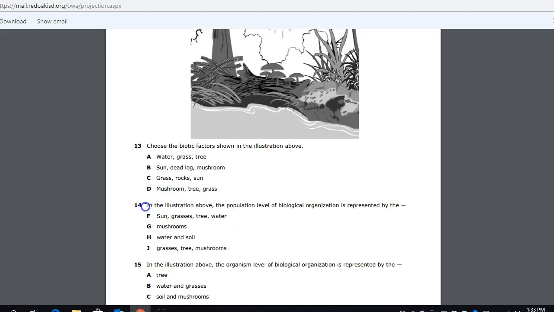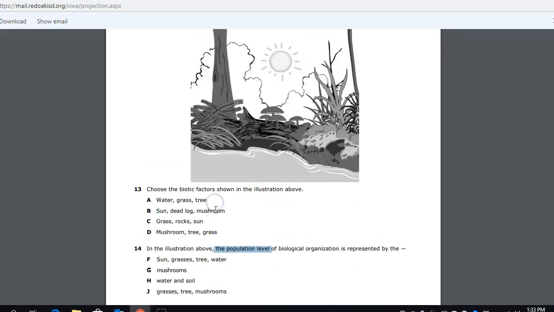Question 14. In the illustration above, the population level of biological organization is represented by the, remember, we're looking for the population level. Is it F, sun, grasses, tree, and water? Is it G, mushrooms? Is it H, water and soil? Is it J, grasses, trees, and mushrooms?